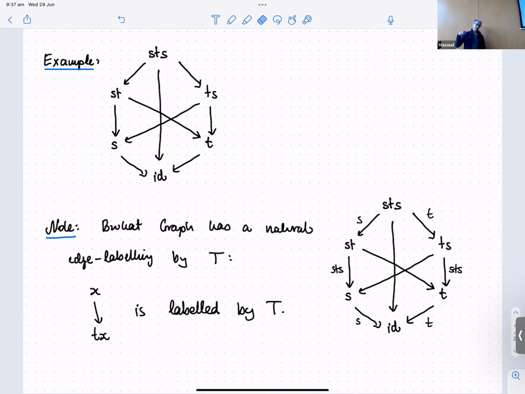And there's this issue of labeling, which comes up again and again. The edges of the Bruhat graph are labeled by reflections. We can label the Bruhat graph if we wish. Good? Should there be an arrow from st to x? Good question. What's the answer?